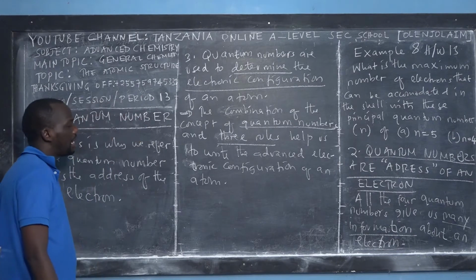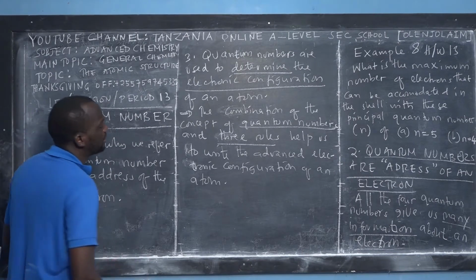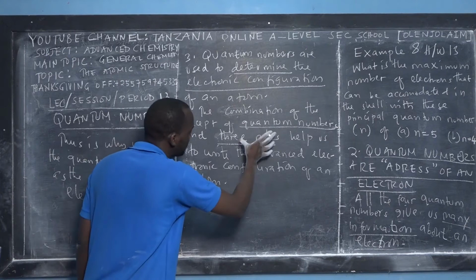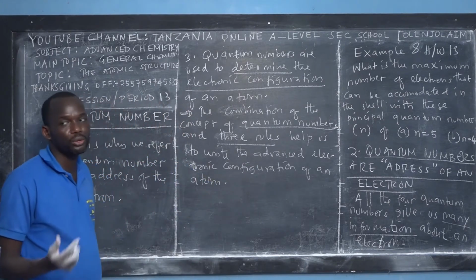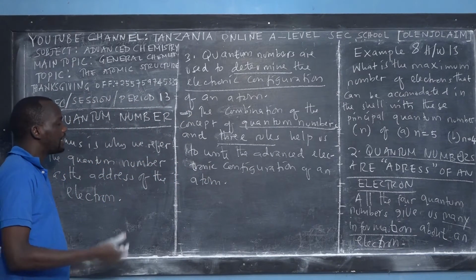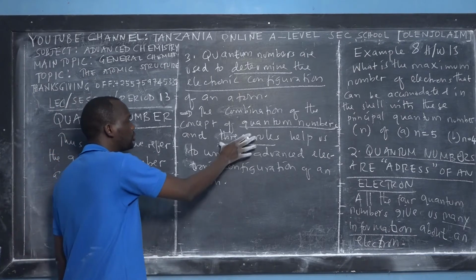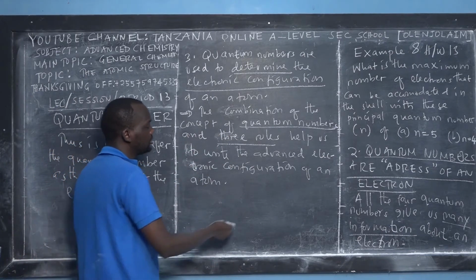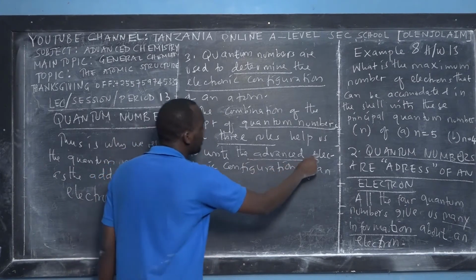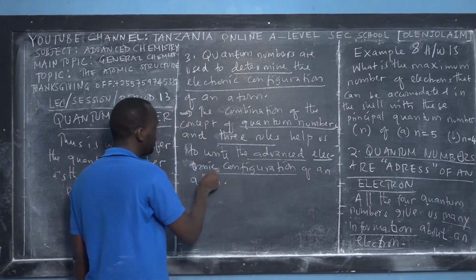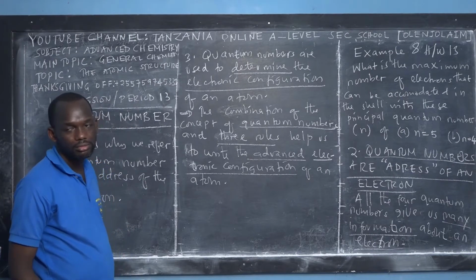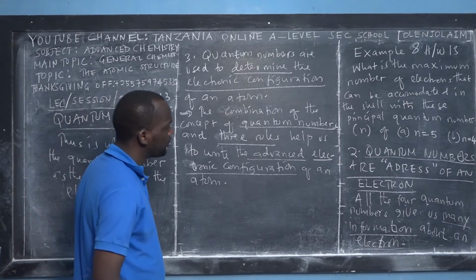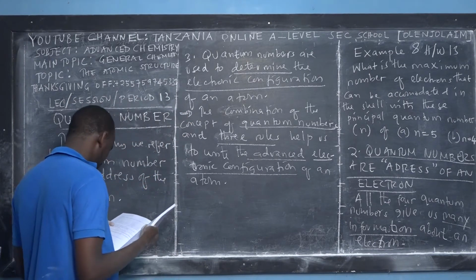So I'll teach you how we combine these two, because I didn't teach you the three rules yet. I'll teach you these three rules: Aufbau principle, Pauli principle, and Hund's rule. So there are three principles that you have to combine with the concepts of quantum numbers. Then we can write the advanced electronic configuration of an atom. Right? Because it will be an advancement of what we have taught you in O-level studies.